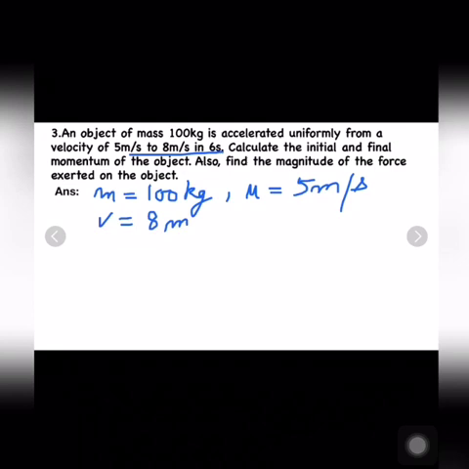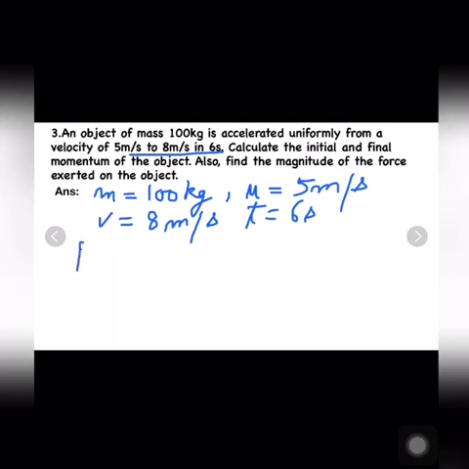So what is given to you here? Mass is 100 kg. Initial velocity is given to you, u is 5 meter per second. And final velocity, because it changes from 5 to 8, so final velocity is 8 meter per second, and time is given to you, 6 seconds.